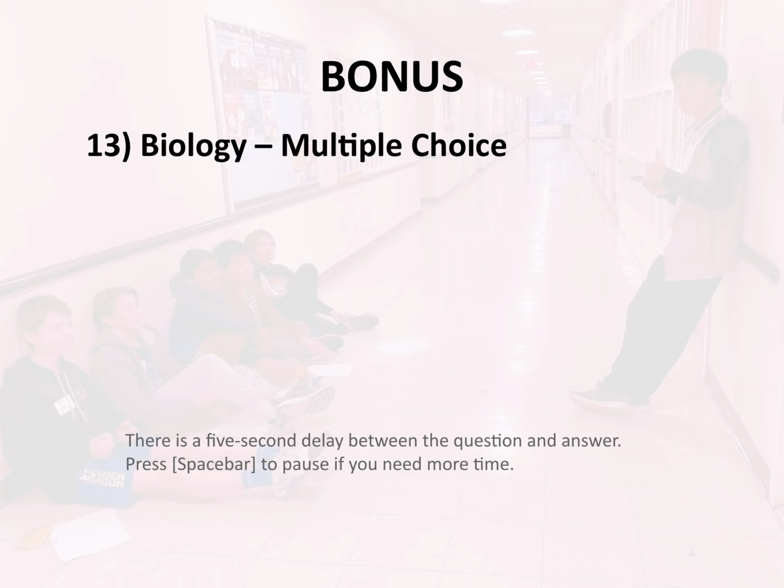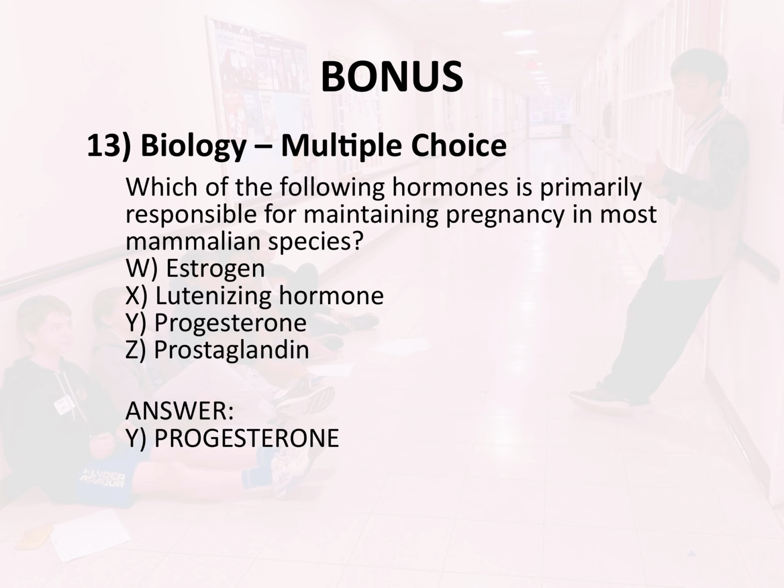Bonus 13. Biology, multiple choice. Which of the following hormones is primarily responsible for maintaining pregnancy in most mammalian species? W. Estrogen. X. Luteinizing hormone. Y. Progesterone. Z. Prostaglandin. Answer. Y. Progesterone.